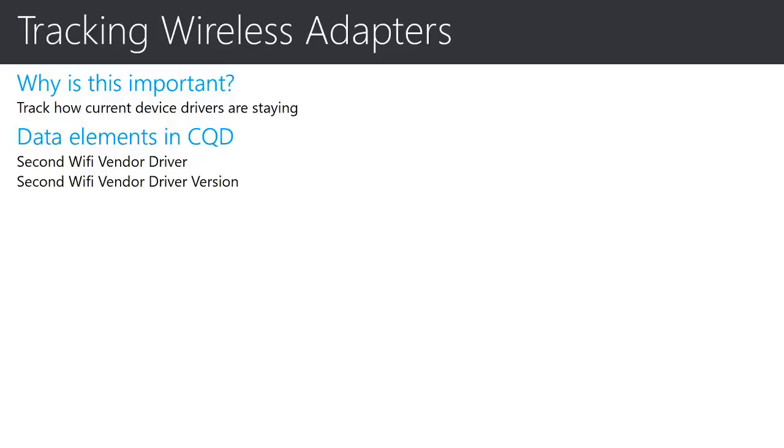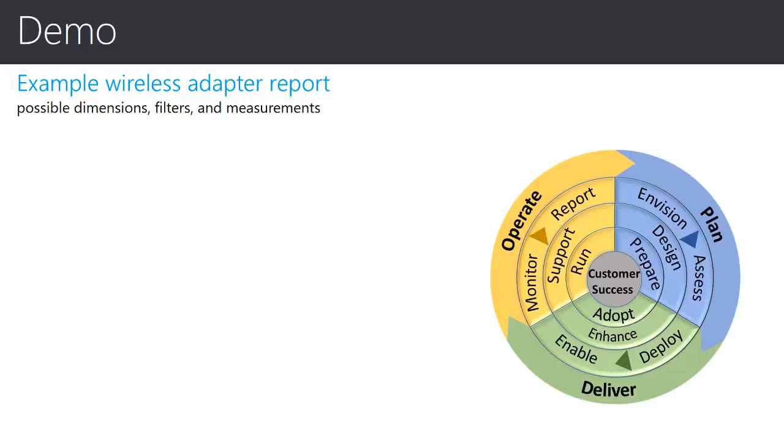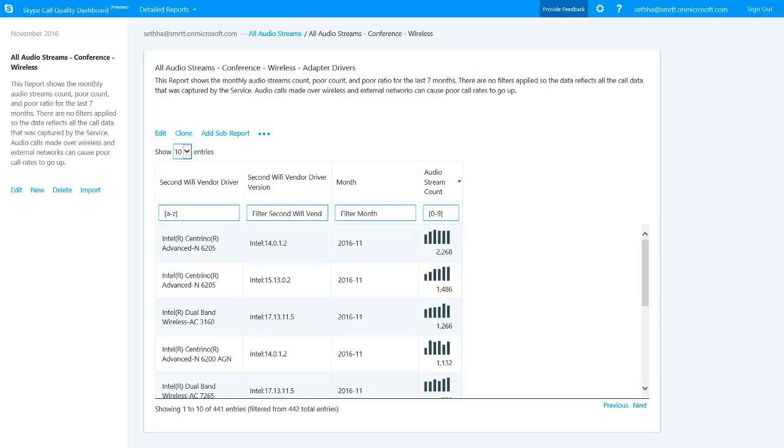The last topic we will be talking about is how to track wireless adapters. Like with audio devices, this can be very useful in understanding what wireless device drivers are in use in your environment. The two data elements for tracking this are Wi-Fi vendor driver and the Wi-Fi vendor driver version. In this demo, we will look at an example report that shows what wireless adapter drivers are in use. In this report, we are looking at the Wi-Fi driver and Wi-Fi driver version. I have filtered the report to just conferencing streams where the client endpoint is using wireless. As you can see, this exposes the manufacturer and driver versions used. This can be useful in validating freshness of drivers in your environment.